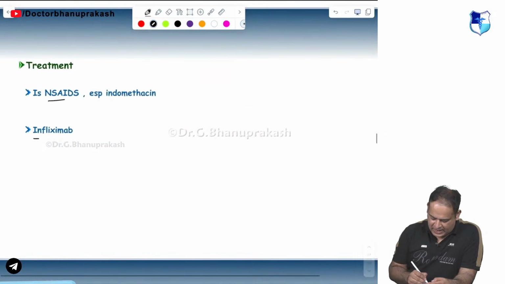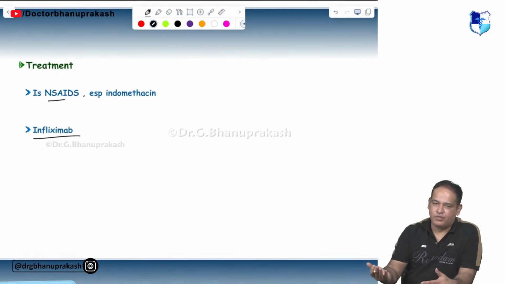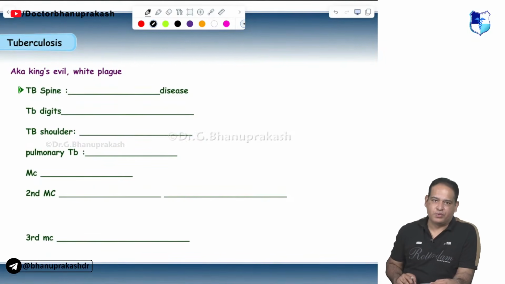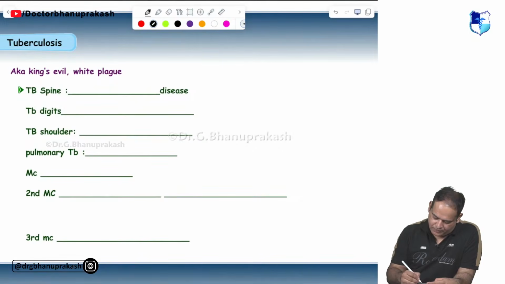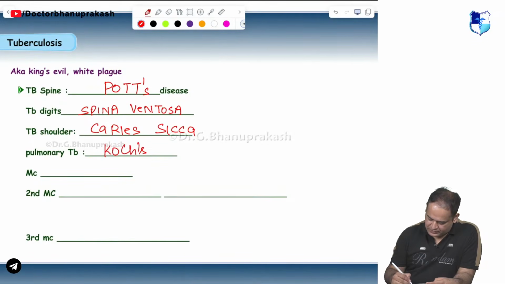Treatment, NSAIDs and infliximab, okay? Ankylosing spondylitis done. We move to the next topic. The next topic is tuberculosis. Tuberculosis of the bones is called as Pott disease. Tuberculosis of the digits is called as spina ventosa. Tuberculosis of the shoulders is called by a special name. Tuberculosis of the lungs is called as Koch's disease.